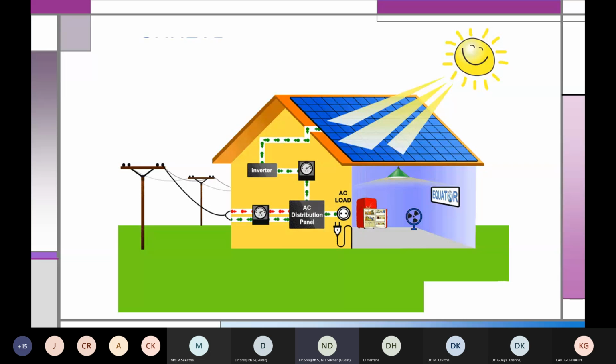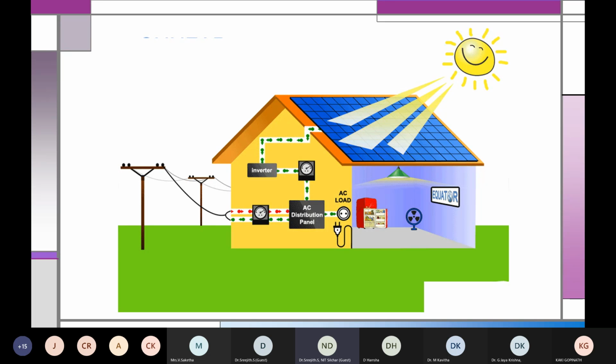You can't use the normal inverter, because a normal inverter is intended only to give power to the load. With a normal inverter, you can't supply power to the grid. So for this one, we need a grid tied inverter. Grid tied inverter means it should be tied to the grid. That means the grid tied inverter, or the inverter which is used in the net metering concept, should have the ability to synchronize with the grid.